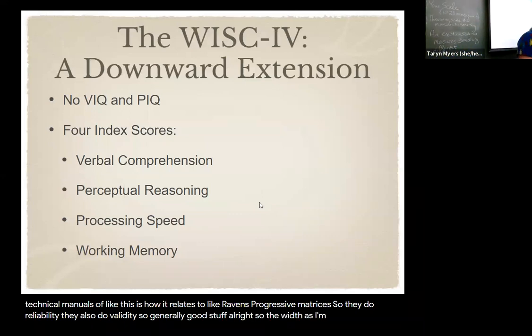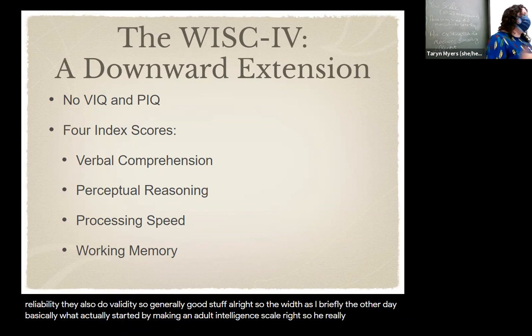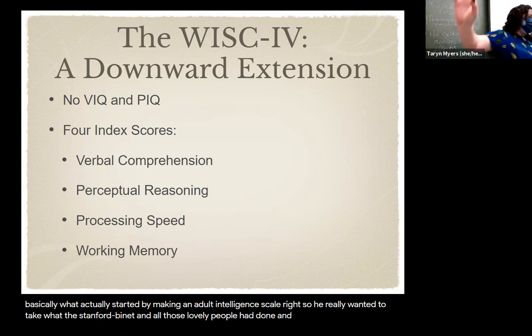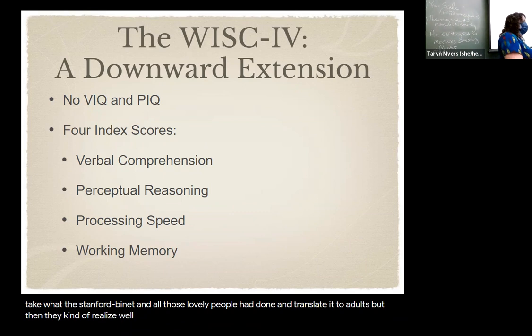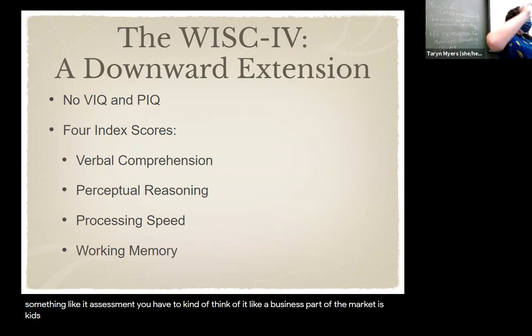As I talked about briefly the other day, Wechsler started by making an adult intelligence scale. He really wanted to take what Stanford-Binet and all those lovely people had done and translate it to adults. But then they realized, well, what part of the market? Let's be honest, when you're selling something like an assessment, you have to think of it like a business. Part of the market is kids. So they took the WAIS and basically aged it down.